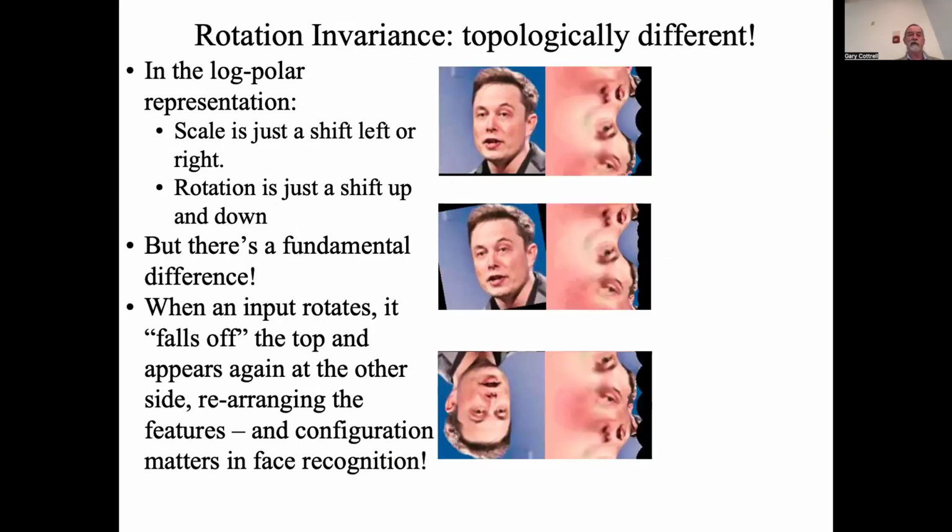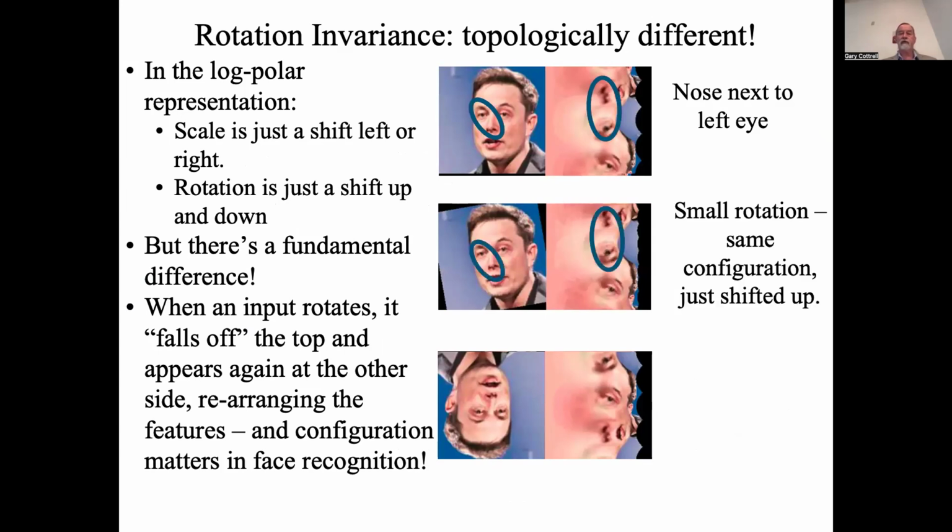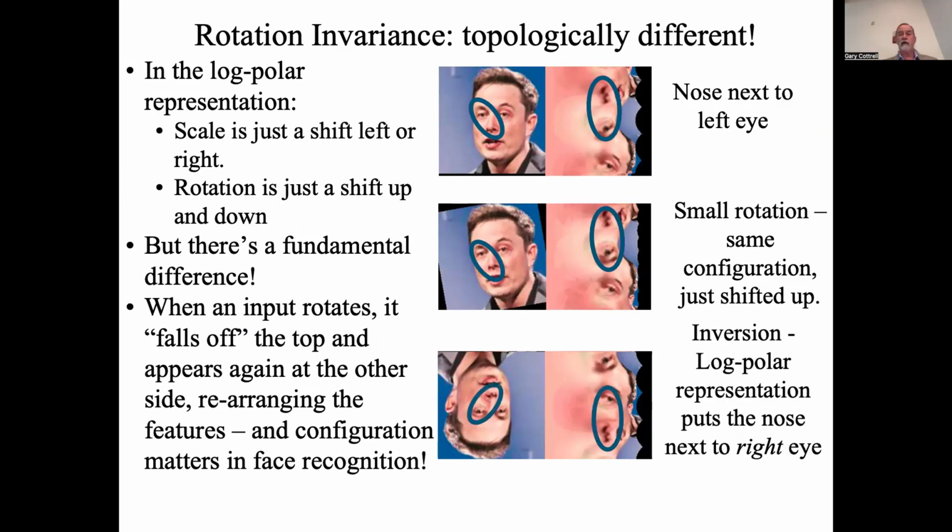So here's the face again. And notice right side up, his nose is next to his left eye in the log polar representation. A small rotation, they're still in the same configuration. But when you invert him, now his nose is next to his right eye.